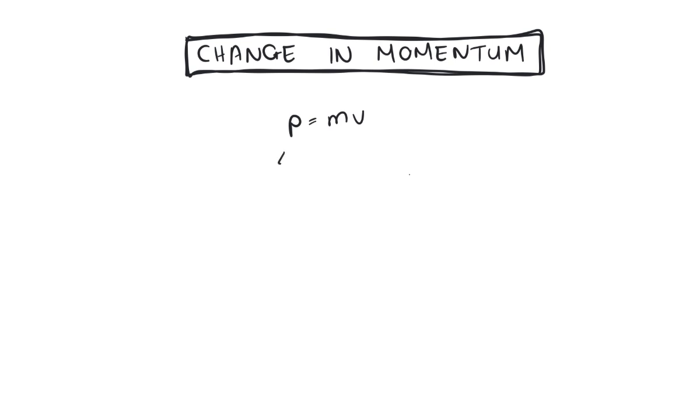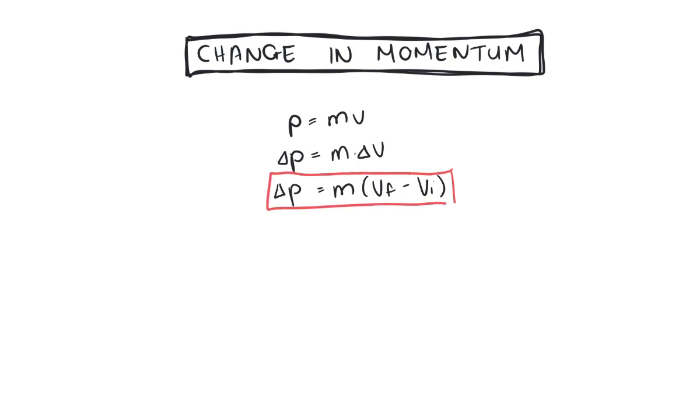So what happens is we are looking at a delta P. The change in momentum is equal to the mass times the change in velocity. And remember, the change in velocity is the final velocity minus the initial velocity. So this gives me the equation that I can use to calculate the change in momentum. So it's very important that if they give you the change in momentum and ask you for a velocity, you use this equation and not that one.